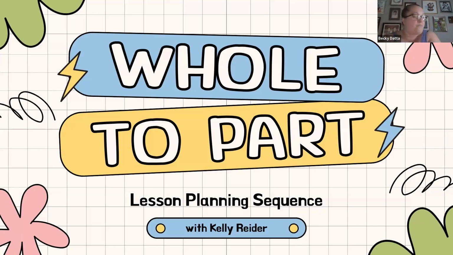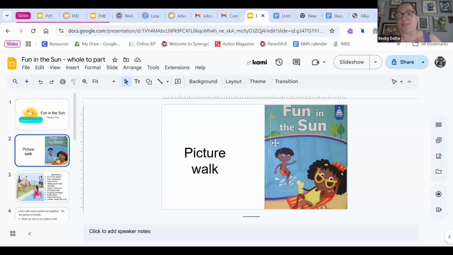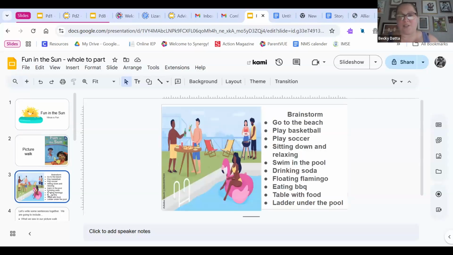So we had been working a little bit on the vowel U. And so I had a book called Fun in the Sun. The book we were doing was called Fun in the Sun. And so we did a picture walk of the book and we looked through and just talked about all the different things that we saw in the book. And then we did a brainstorm.